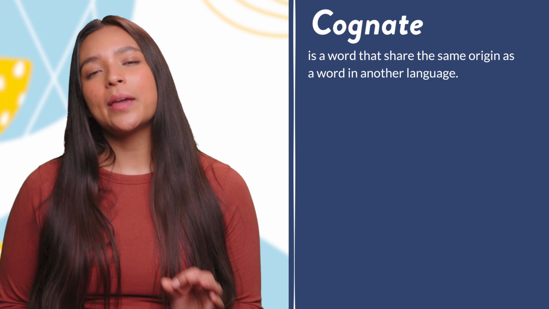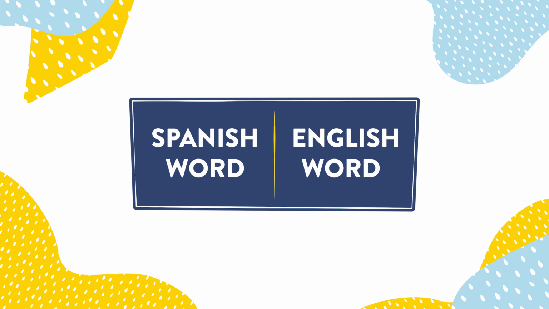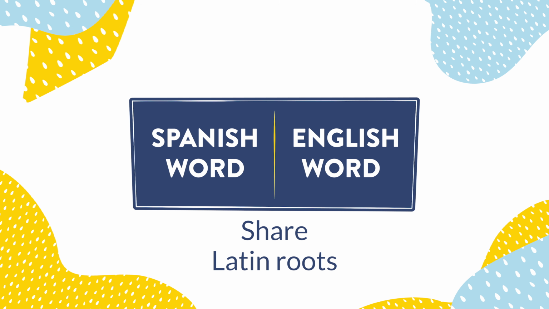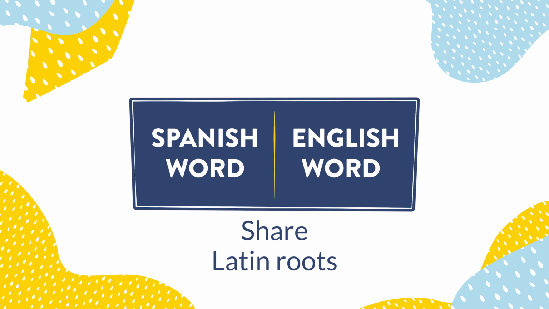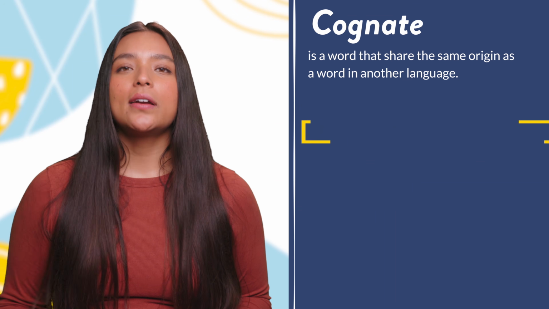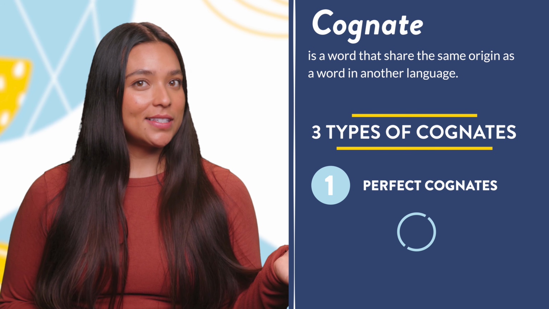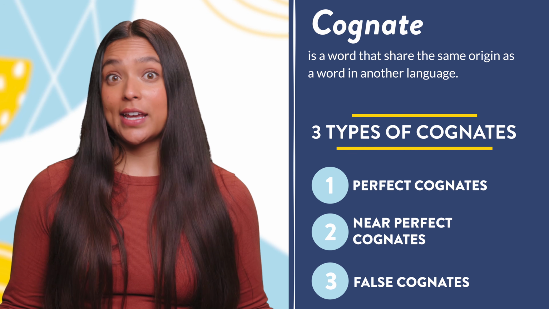As I just mentioned, a cognate is a word that shares the same origin as a word in another language. Because Spanish and English share Latin roots, there are a plethora of words that are the same or very close in both languages, making it much easier to learn. These cognates are categorized into 3 types: perfect cognates, near perfect cognates, and false cognates.